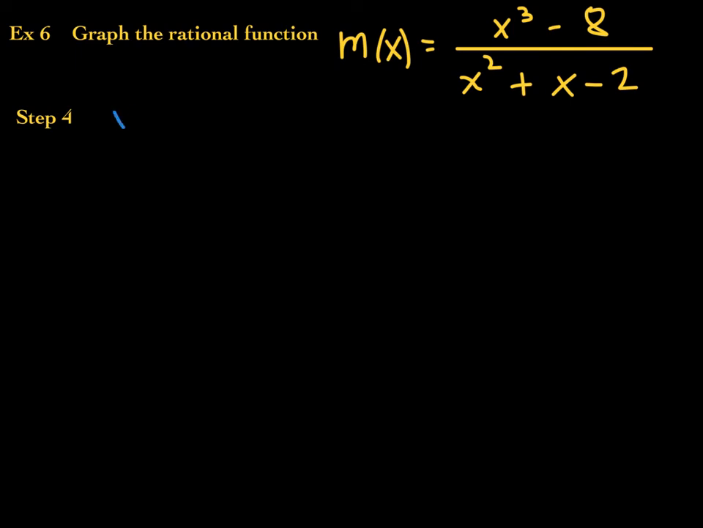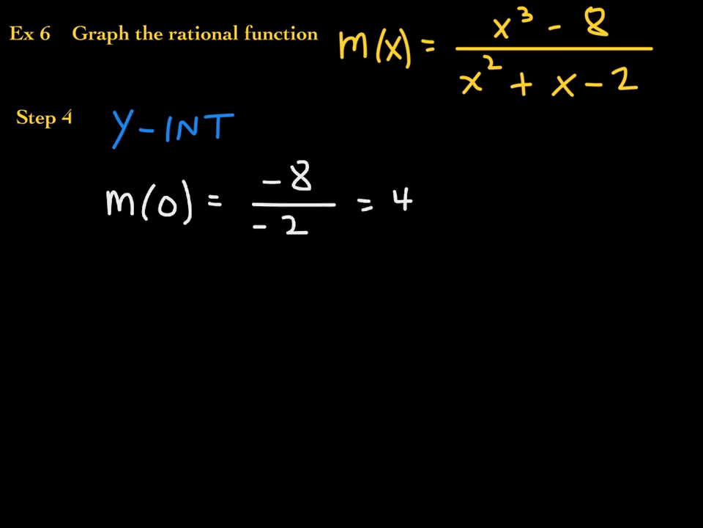Recall that you always find a y-intercept by substituting in 0 for x. It'll be much easier to go to this form so that you can see every term that has an x. You're going to substitute in a 0, which means they'll all go away, leaving you with just your constants. So then m of 0 will turn out to be negative 8 over negative 2, which is just positive 4. So then your y-intercept is 0, 4.